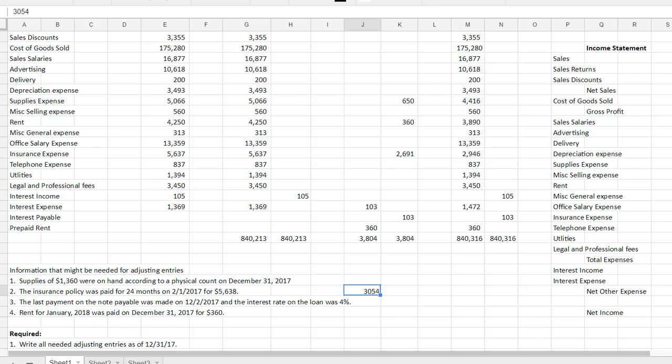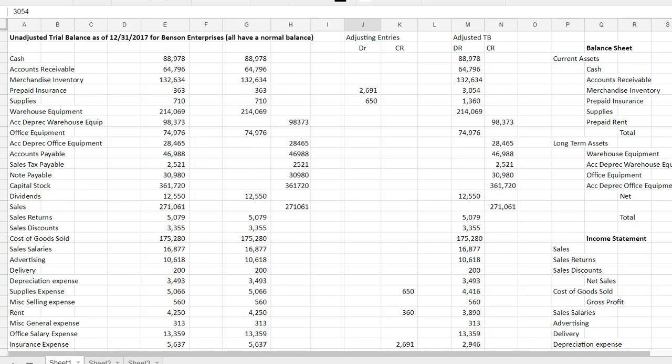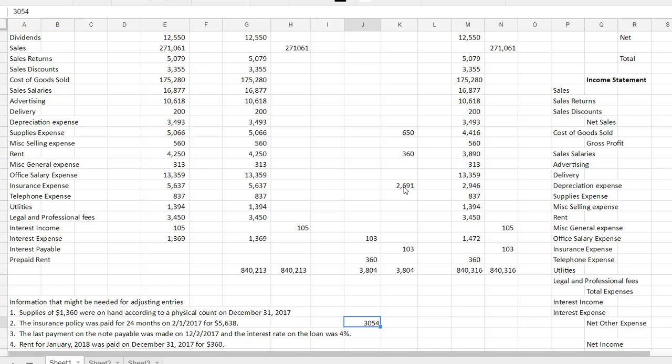And like we said, our asset is 363, so we need to debit prepaid insurance and credit insurance expense $26.91, and that will bring our asset to what it should be, and reduce our expense to only indicate the part that we have used during the year.